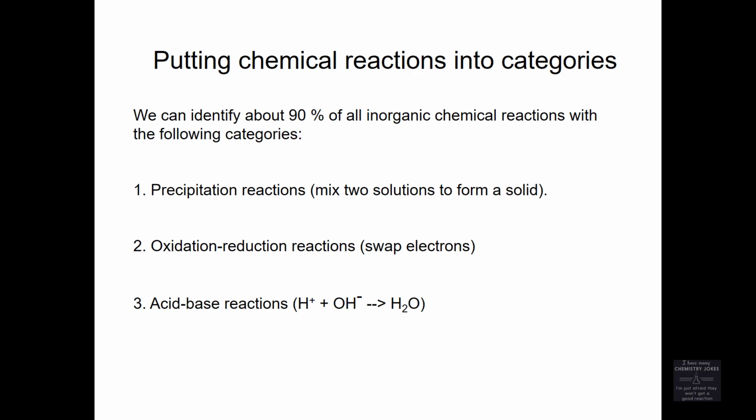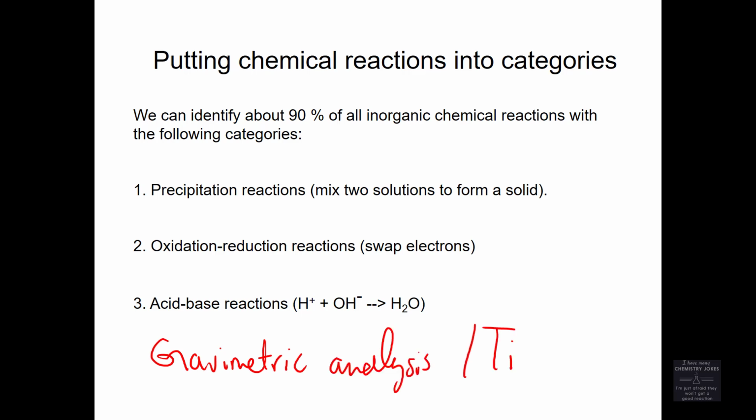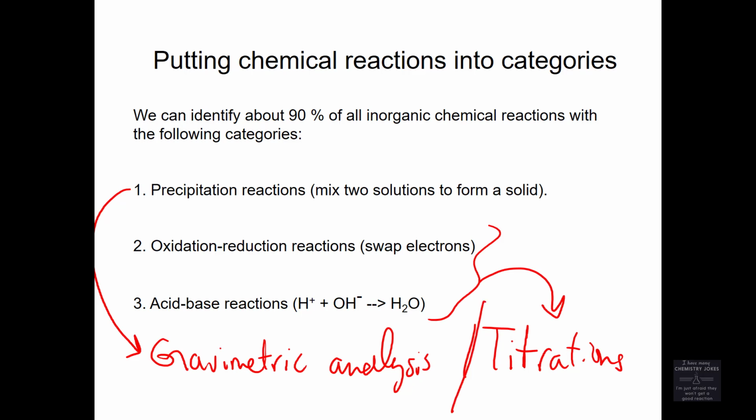So, in this putting it all together category, there are two main types of problems we will see. One is gravimetric analysis, and another is titrations. Gravimetric analysis is usually the result of a precipitation reaction, while titrations are often something that you do with species that can undergo redox reactions or acid-base reactions.